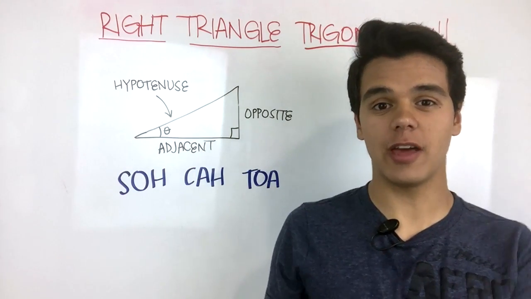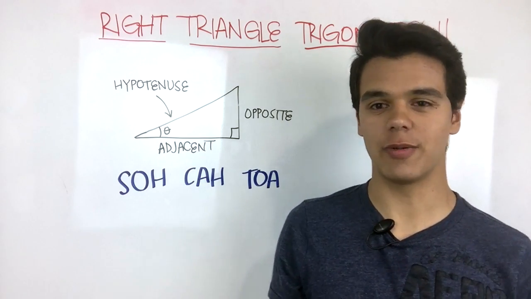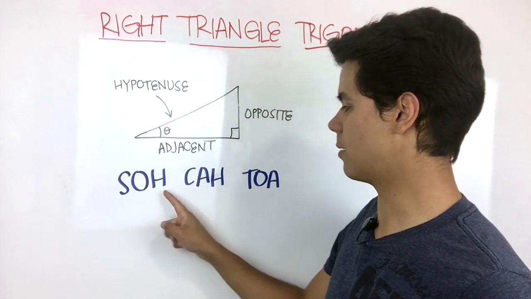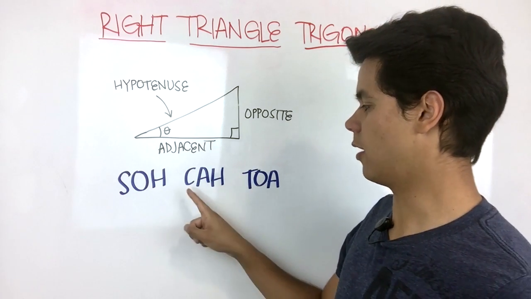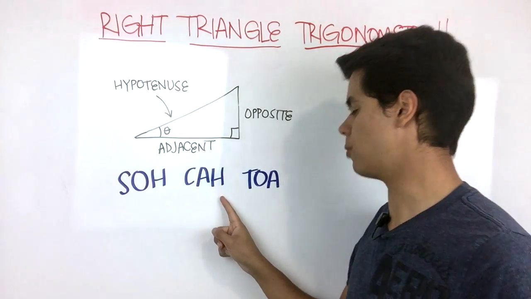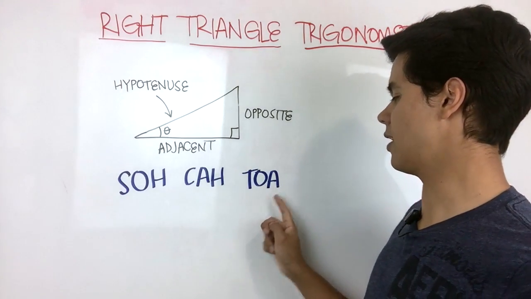Okay, now that you know that, we're going to talk about SOH CAH TOA. SOH CAH TOA is just a way to remember that the sine of an angle is equal to the opposite side divided by the hypotenuse. The cosine of an angle is equal to the adjacent side divided by the hypotenuse, and the tangent of an angle is equal to the opposite side divided by the adjacent side.